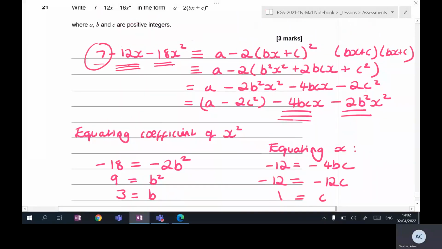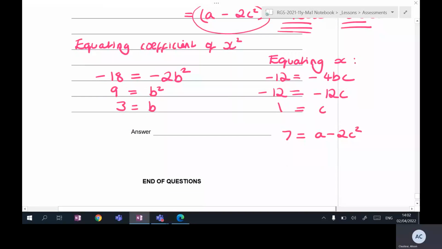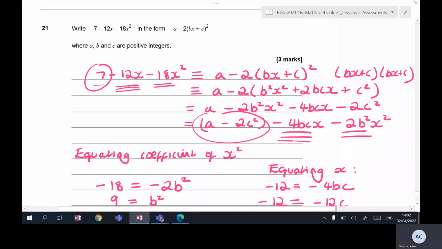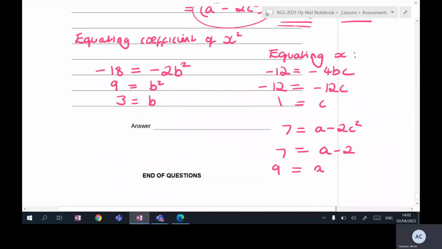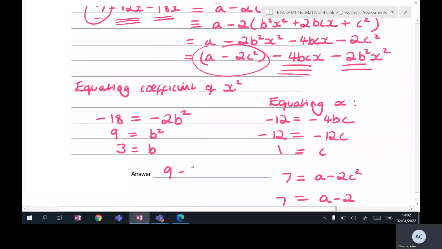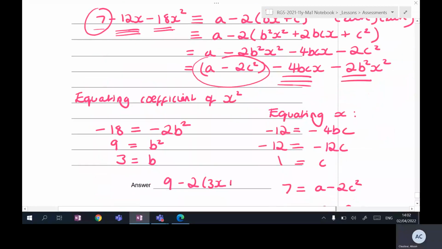And then if we do the same with the constant, I'm going to circle the constant. Then we know that 7 has got to equal a minus 2c squared. I've just worked out what c is, so I can sub my c as 1 in there, which gives me a is 9. So if it wants it in that form, I can sub a, b, and c back in there. So a was 9, minus 2, b was 3, c was 1.